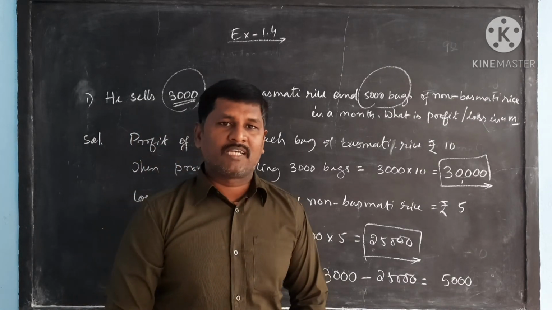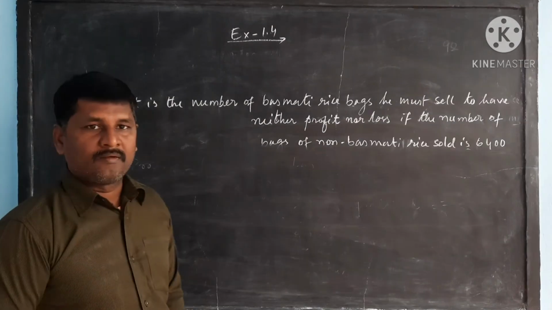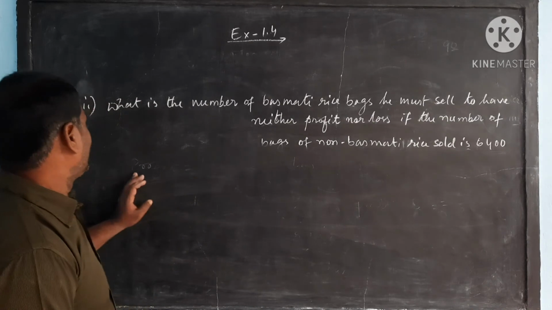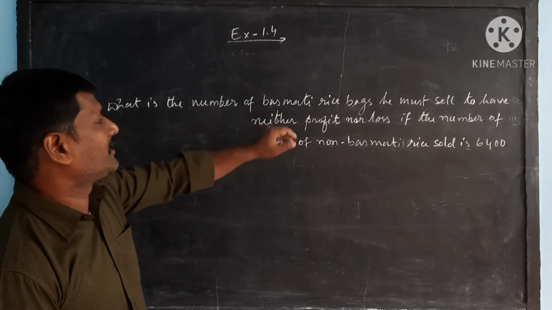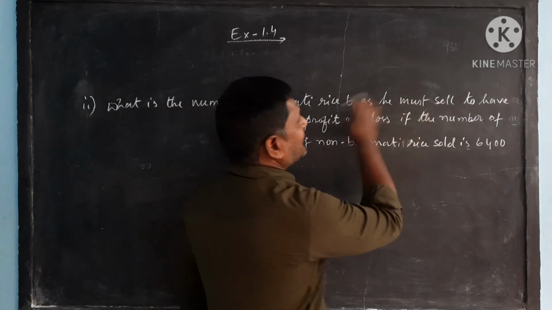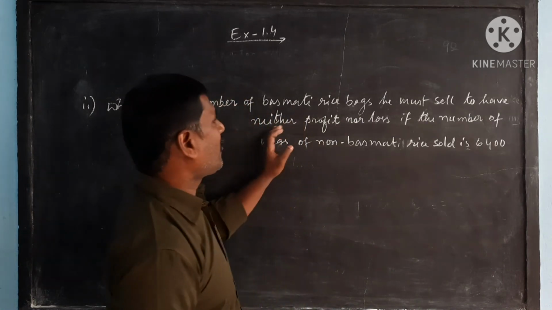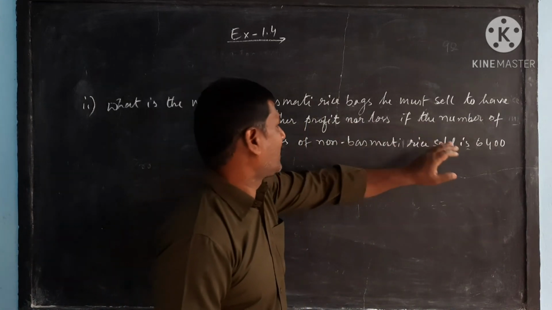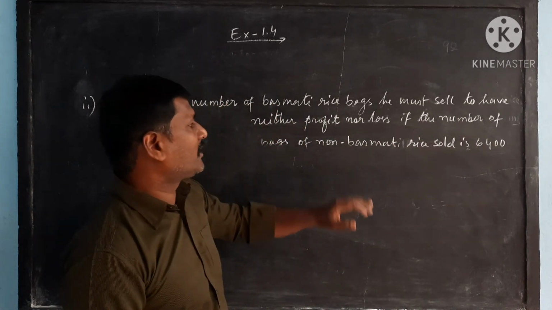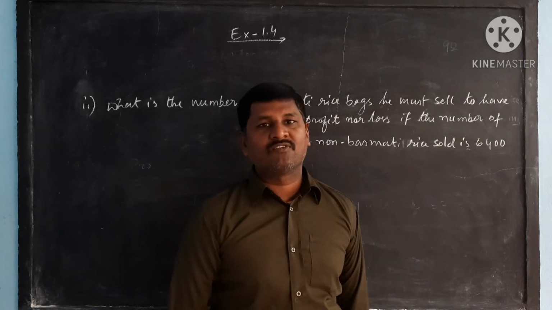Now let's move to the second bit of the fifth question. In the second question of the fifth bit, what is the number of basmati rice bags he must sell to have neither profit nor loss, if the number of bags of non-basmati rice sold is 6400?